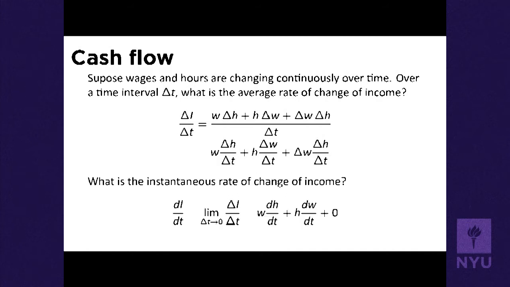So all told, we have w dH dt plus h dw dt times something which in the limit is 0. Okay, so that smallest term, the product of the two changes, goes to 0 when we take the limit, leaving us with these two terms here. W times the rate of change of hours plus hours times the rate of change of wages.